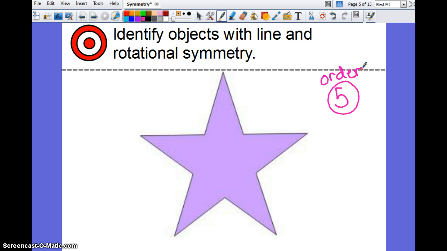So now if I want to know my angle, all I have to do is take 360 divided by 5. And you will find that that is, hold on a second, gotta do this in my head. 7, carry 1, 72. So 72 degrees is my angle. So if I rotate this star 72 degrees, that's when I come upon the next point.